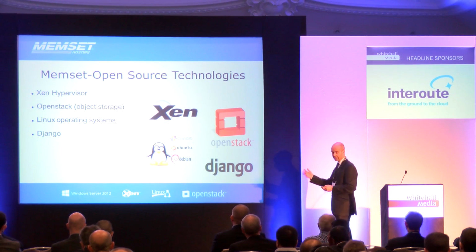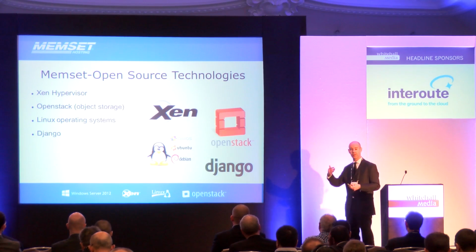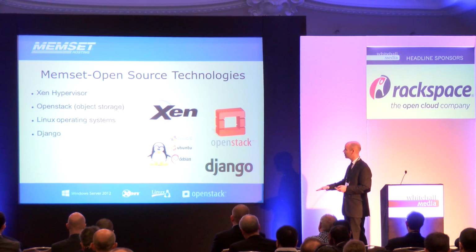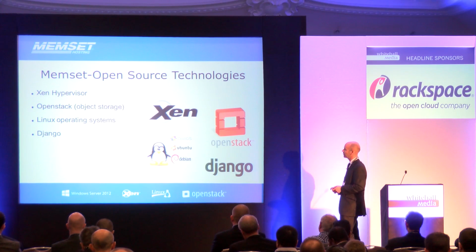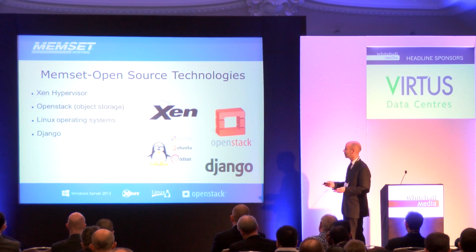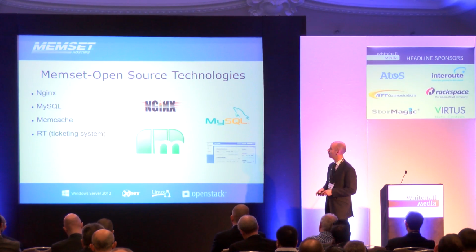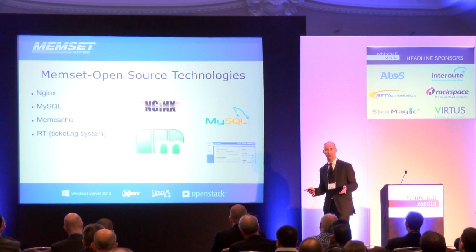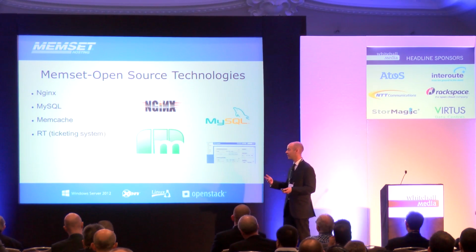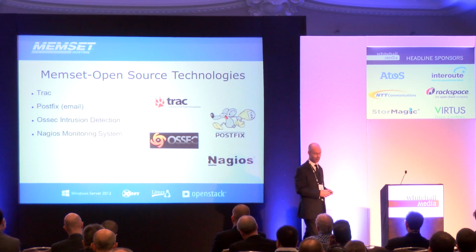We're just looking at some of the technologies that Memset use to power our business, both at the front end and at the back end. So you've got Xen, which is the hypervisor layer. We've been using Xen for about 9 years now as a virtualization technology. OpenStack, which we deployed for our cloud storage. Linux operating systems, Django, which we use as a development framework on the back end. RT, Request Tracker. It's a very good ticketing system, which is open source, which we use for inquiries from customers, sales inquiries, billing inquiries, technical support inquiries, things like that.